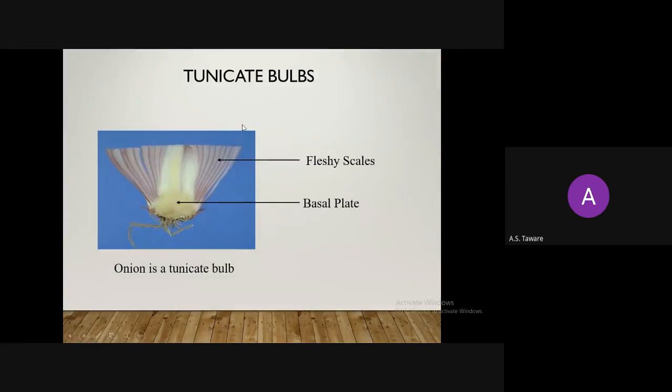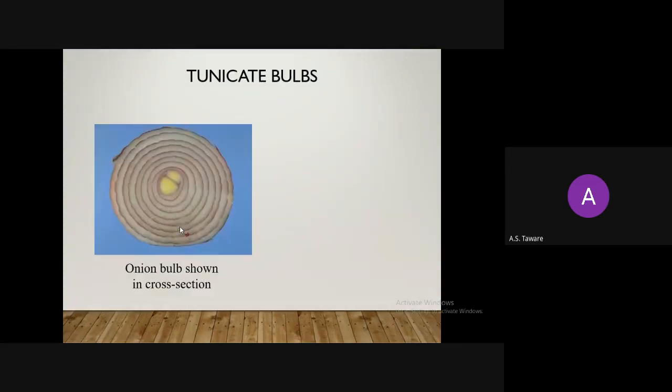Are you able to see the attachment? These are actually nodes which are compressed to a disc-like structure, and this is the root. Tunicated bulbs form concentric rings, so the leaves are overlapping with each other. Tunicated bulbs form onion rings when cut in a cross section. These cross sections we are not going to observe in a scaly bulb, where each part is separated.